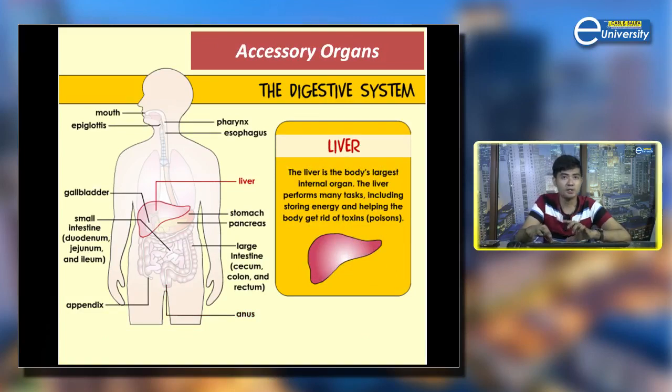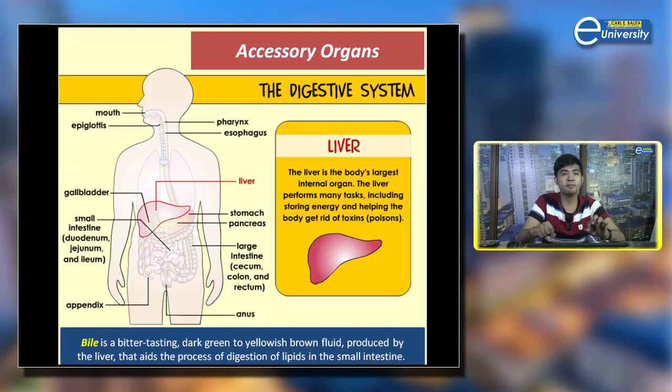And the liver, so these are the accessory organs. The liver is the body's largest internal organ. Take note of that. The liver performs many tasks, including storing energy and helping the body get rid of toxins. And also, the liver is responsible for secreting an important substance called bile, which is responsible for fat digestion.